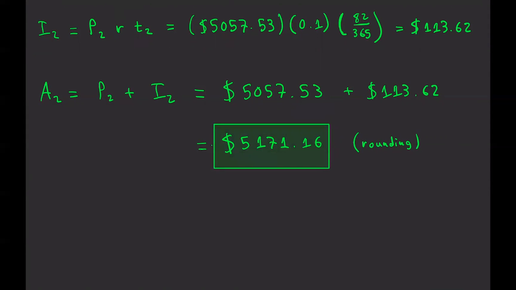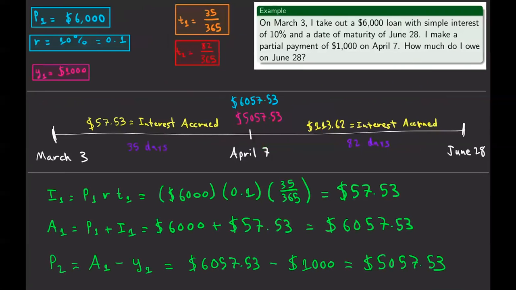And let's go ahead and write this onto our timeline that we had before. $5,171.16. And that's how much is owed on the date of maturity, on June 28th, on that last day. You'd have to make a payment of that amount in order to finish off the loan.